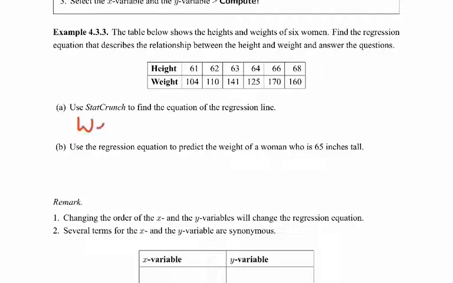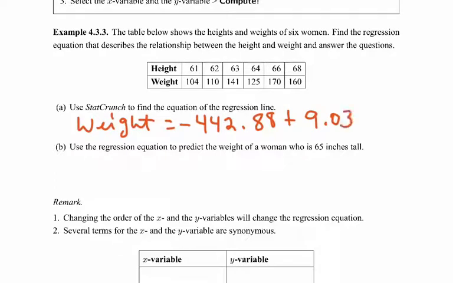Weight equals, and you can round the numbers however you want to. Usually in the assignments they'll tell you how to round them, but I'm getting negative 442.88 plus 9.03 times the height. And that's the equation that I'm getting from StatCrunch.